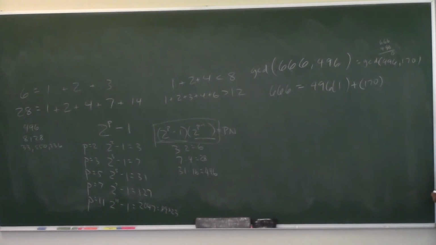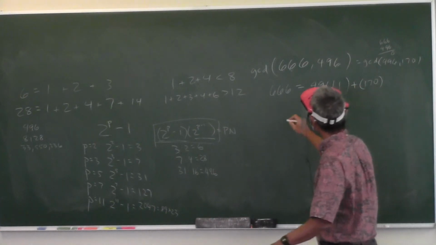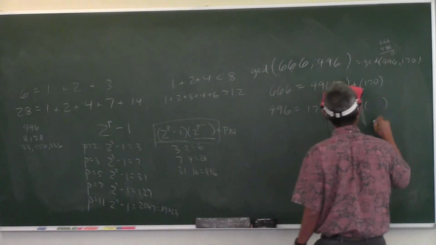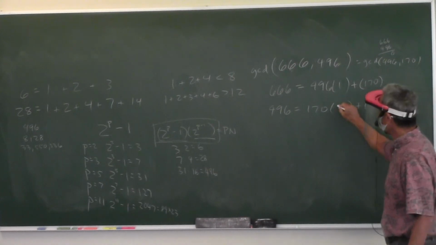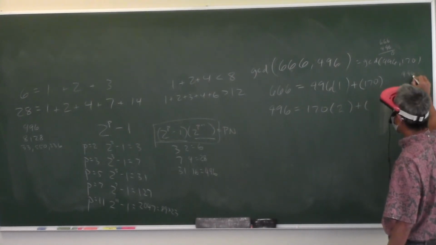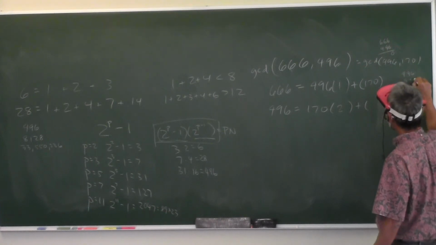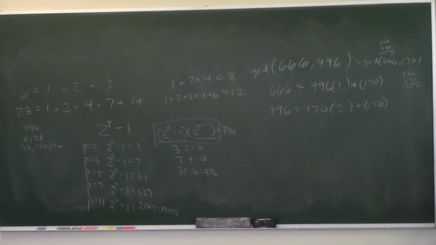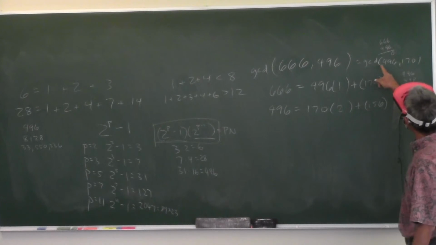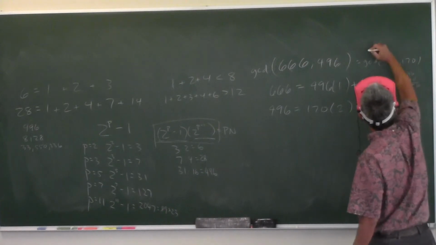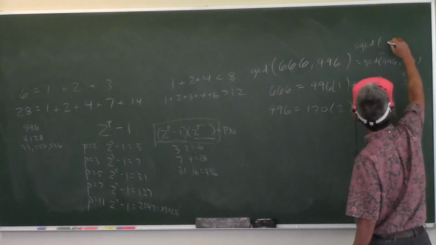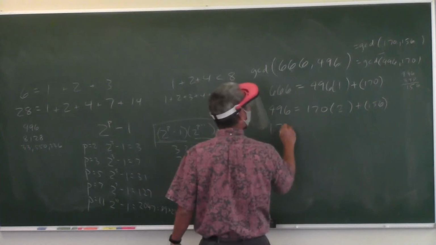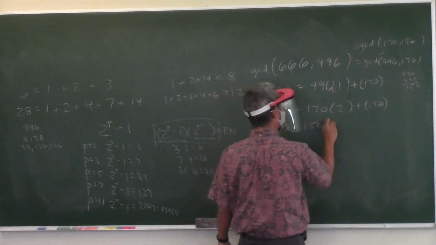You keep on making it smaller at each step. So you do the same thing then. 496 is equal to 170 times something plus something. 2, so 496 minus 340 is 156. And then you just do it again. So therefore, the greatest common divisor of 496 and 170 is equal to the greatest common divisor of 170 and 156. Do it again. 170 is equal to 156 times something plus something.